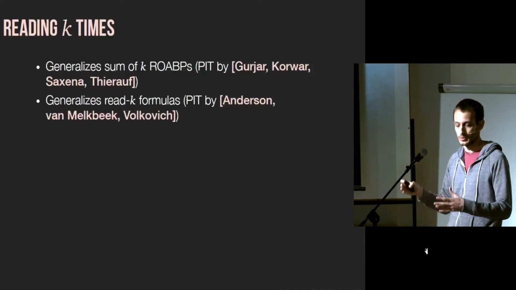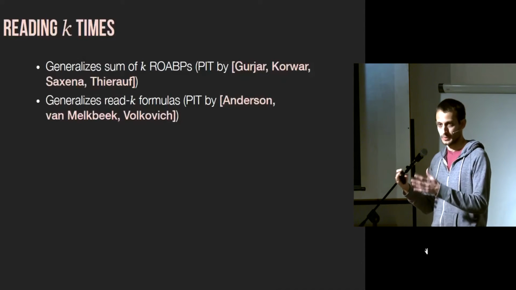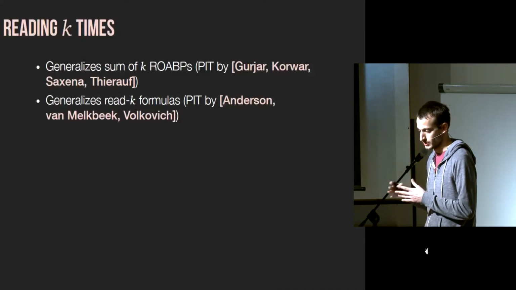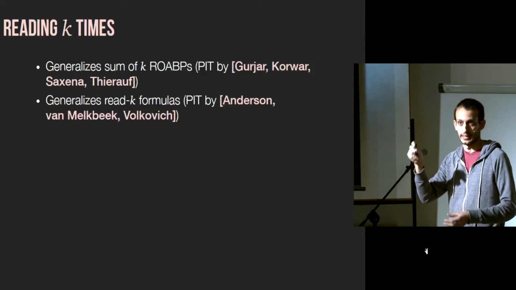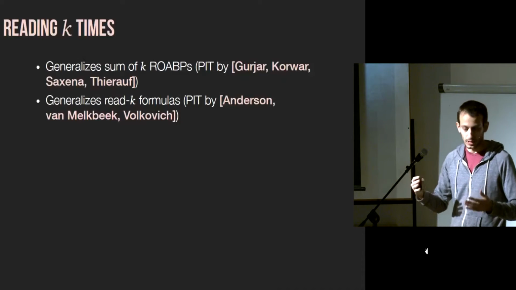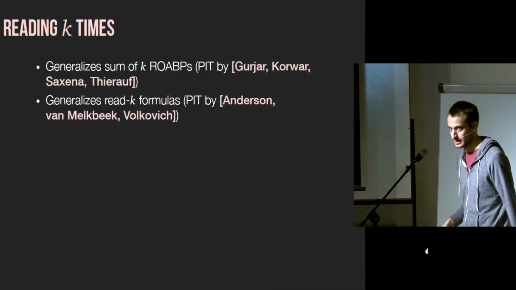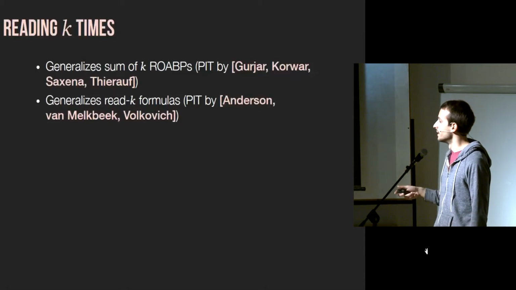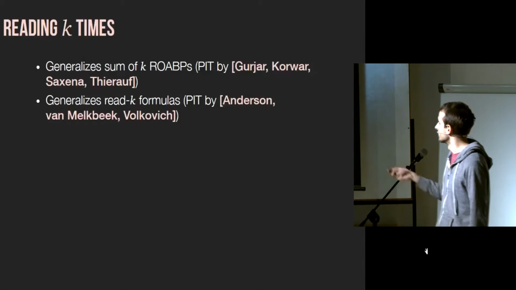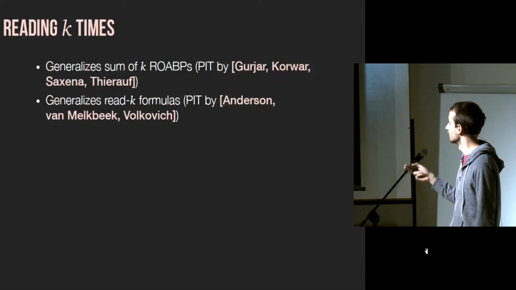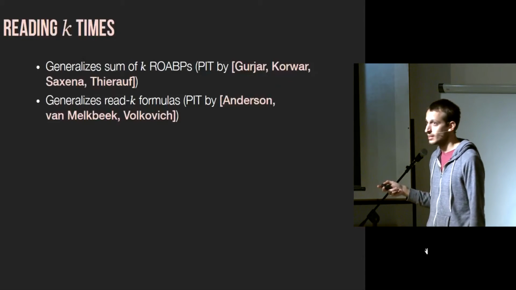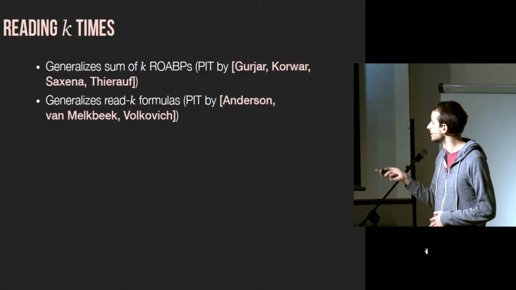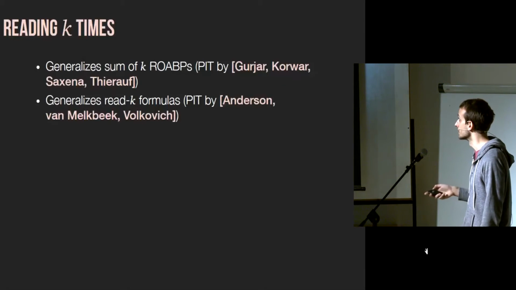It is also a generalization of the model of bounded read formulas. If you have a read-k formula and you do the natural transformation into an ABP, you get an ABP where every variable appears in at most k edges. And then it's again not too hard to see that you can expand it a little bit and get a read-k oblivious ABP. This model was studied in a paper of Matt Anderson, Dieter van Melkbeek and Ilya Volkovich, and they gave PIT for read-k formulas, read-k multilinear formulas, I believe.